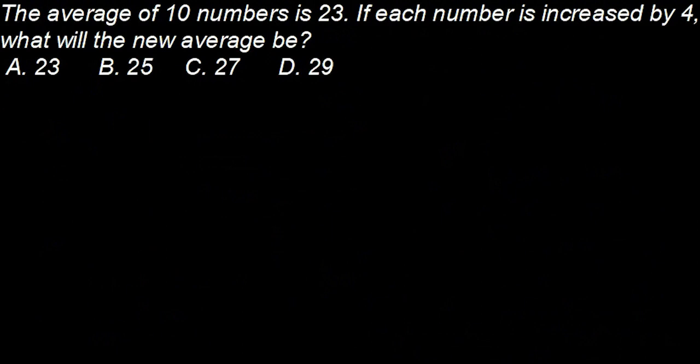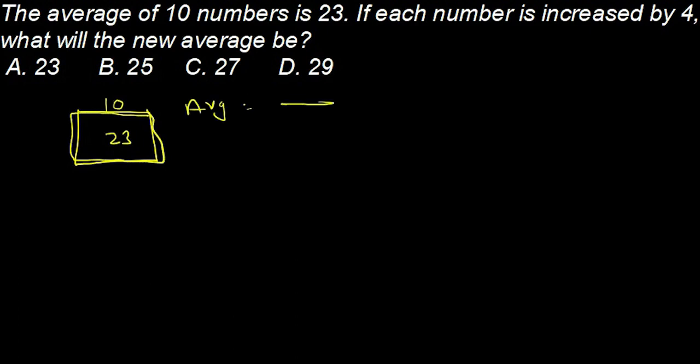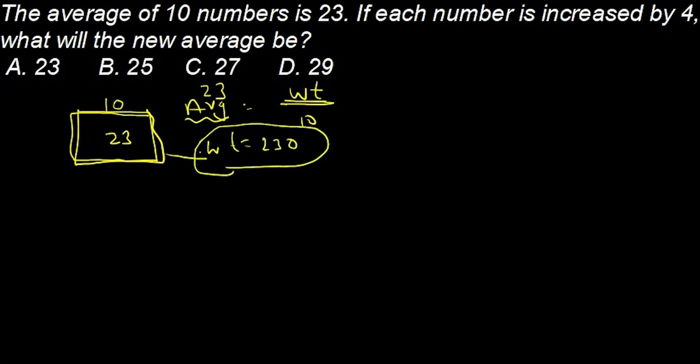The average of 10 numbers is 23, like in this question. तो जब भी average का question आता है, make sure that you are using this. The average of 10 numbers is 23. So 10 numbers are there and average is 23. So what is the weight of this box? Formula of average is what? Total weight of the box divided by number of numbers. मैं हमेशा ऐसे ही देखता हूँ. Number of numbers is 10 and average is given to you as 23. So weight of this box is what? 230. तो इस बॉक्स का जो वेट है वो 230 है.